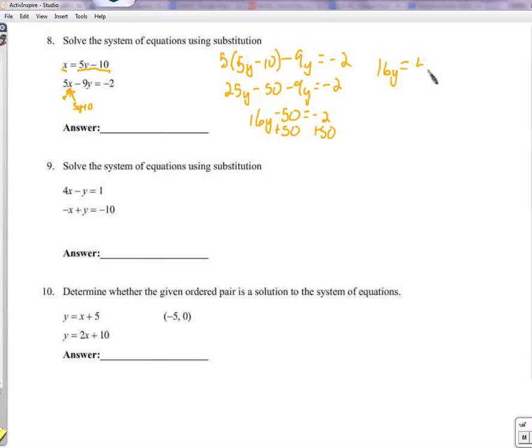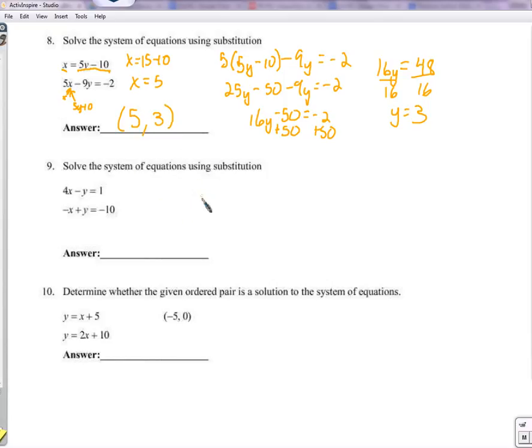16y equals 48, which if we divide by 16 on both sides, we find y is 3. Now that I know y is 3, I'll just plug 3 back in for y and figure out what x is. X equals 15 minus 10, right? Plug 3 in there, we get 15 minus 10, and x is 5. So our solution is (5, 3): 5 for x, 3 for y.